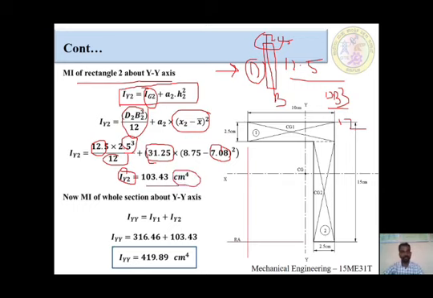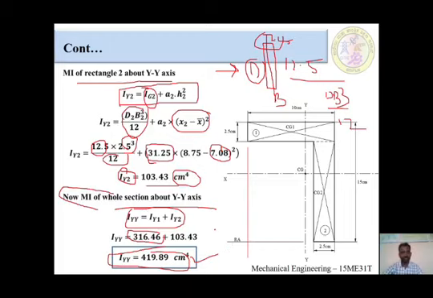After calculation of rectangle 1 and 2, we now have to calculate the moment of inertia of the whole section about the y-axis. How are we supposed to find it? This is the formula: Iyy equals Iy1 plus Iy2. Iy1 we got 316.46, plus Iy2 equal to 103.43. The total moment of inertia would be 419.89 centimeter raised to 4. The unit part is very important. If you want full marks, you have to put units also.